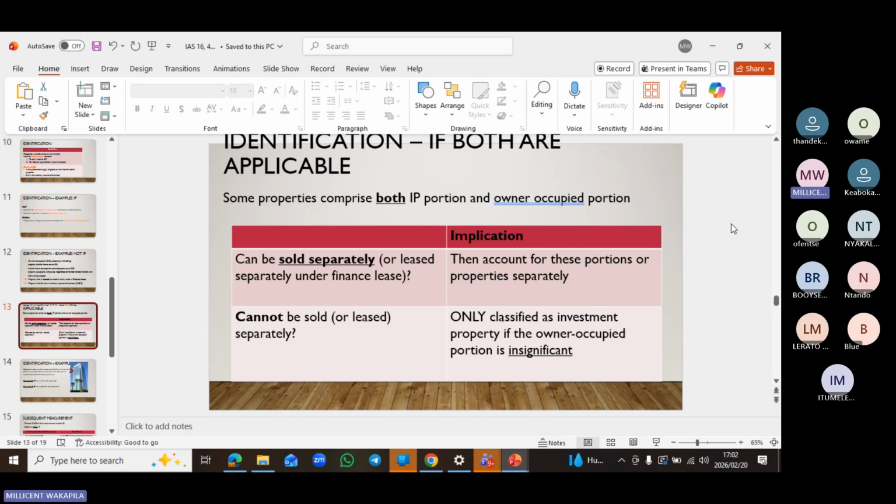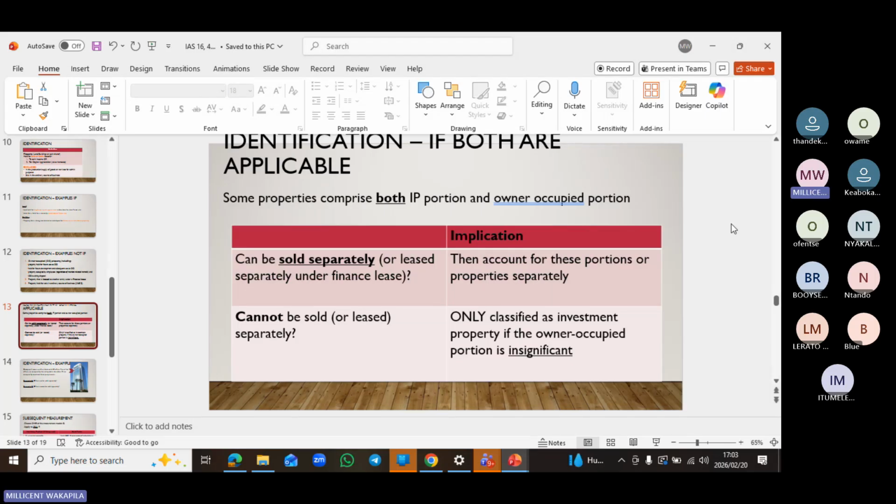But if it cannot be sold separately, it means that they cannot sell a floor, they cannot sell a portion or a part. What are we supposed to do? It is only classified as investment property if the owner occupied portion is insignificant, right? But I gave you an example of five floors, where two floors are used for owner occupation, and the three floors are used for investment property. So can you see that with that setup, we cannot say the owner occupied is insignificant because it's two out of five, which means it's about 40% of the building.